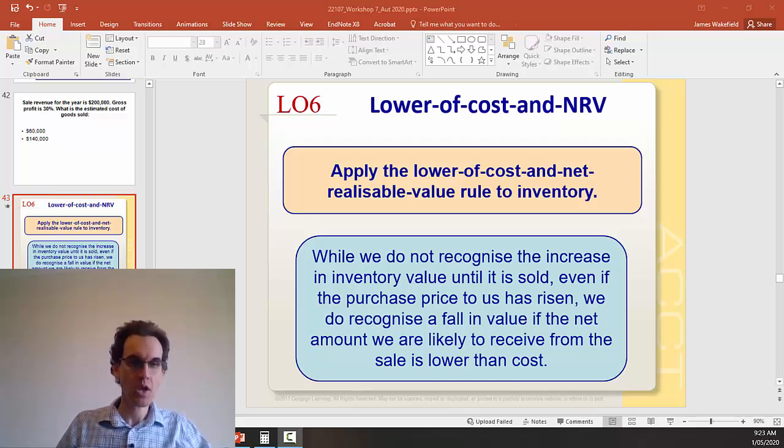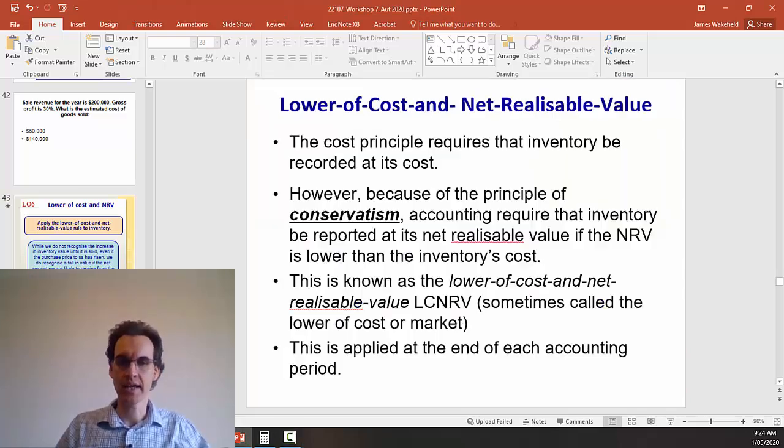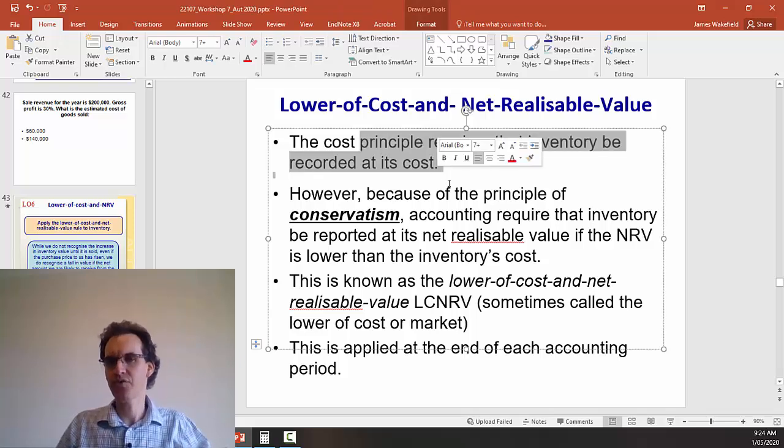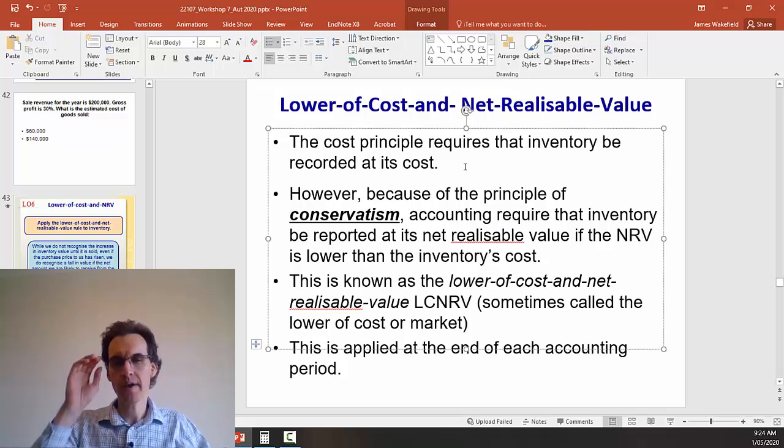So what we're going to look at now is a method that is going to help us account for changes in the value of inventory and how we report on the value of inventory in our financial statements. Following the conservatism principle, we apply what's called the lower of cost and net realizable value rule. As you know, with the cost principle, inventory should be recorded at cost, which applies for assets generally. The cost we pay for those assets is what we record them at in the books of the business.